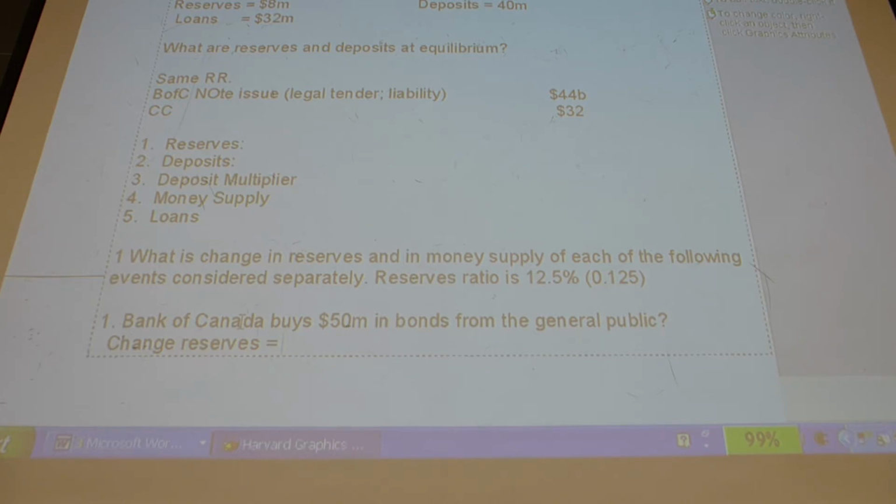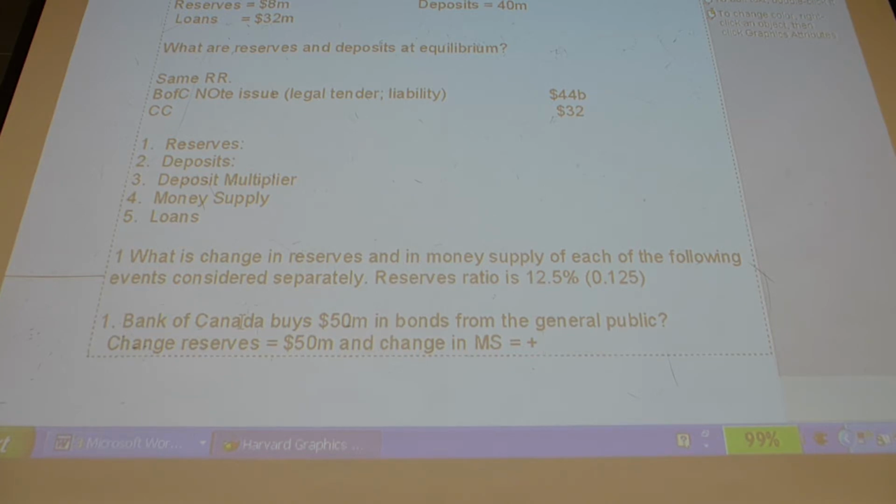So our change in reserves is plus 50 million, and change in money supply is plus what? Yeah, Omar. 50 million? The change in money supply is the change in currency in circulation plus the change in deposits. What is the change in deposits, Omar? Deposits are what formula? What's the change in deposits?